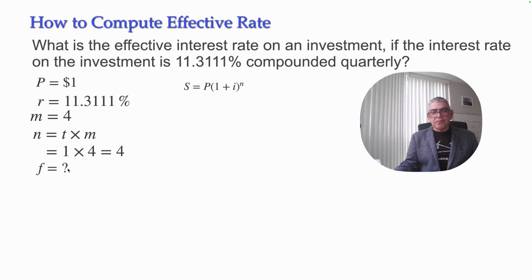Let's call it f. This effective rate of interest will be a rate of interest that is compounded annually that produces the same future value given the principal. We know that the future value will be 1 multiplied by 1 plus r over m to the power m. In 1 year, that was going to produce $1 in 1 year. Using this rate of interest will be 1 multiplied by 1 plus r over m to the power m. In this example, m equals 4 and r equals 0.113111.